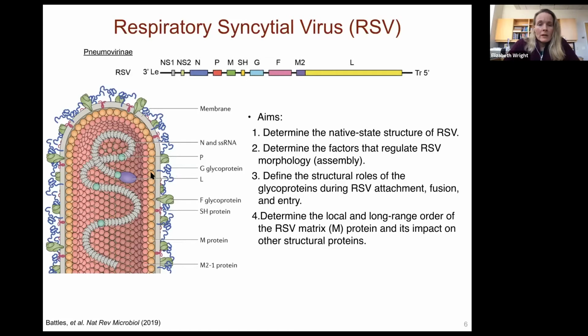Underneath the membrane, we have the matrix protein, and then we have the M2-1 protein. And then within the interior, we have the RNP complex that contains the ribonucleoprotein, or the genome, that's the RNA genome, encapsulated in nucleoprotein, and P and L are in conjunction. And so our interest in studying RSV is really to determine the native state structure of this virus, understand its assembly process, and how it interacts with the host cell.